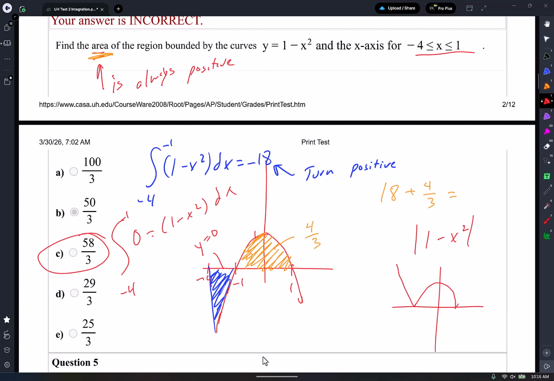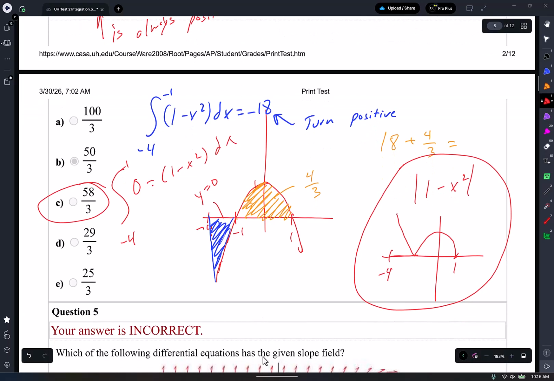So then it gives us the total area. If I do absolute value, you see how I'm putting all this in a circle. See how everything's above the x-axis? So you can, but guys, don't be a robot. You can do the integral from negative 4 to 1 of absolute value of 1 minus x squared dx, and that should give you that 58 over 3. Let's try it.